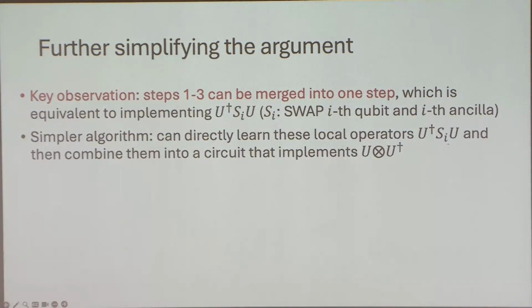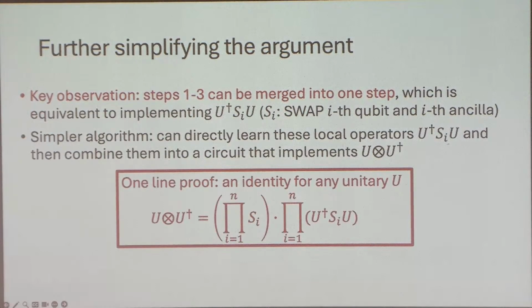Okay, so I will not explain how to learn these local operators. Hopefully, I can convince you that they are not hard to do. But I will comment on this last sentence, because we have actually seen how it works. It's just this one-line proof, which is an identity that holding for any unitary. You can decompose any U tensor U dagger in this fashion. And we have exactly seen how this works because it looks like the same thing, right? You have this global swap, and then you have a sequence of local operators.